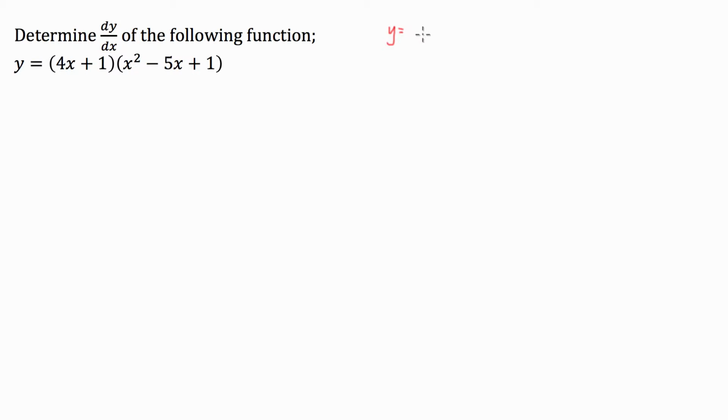y is equal to u times v, the product rule says that dy dx is going to be equal to du dx times v add dv dx times u.